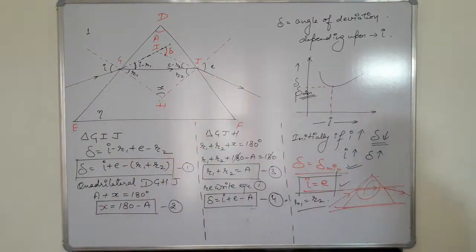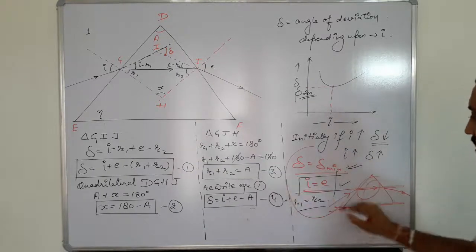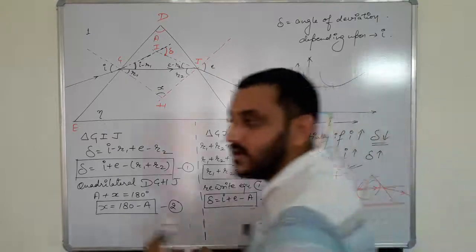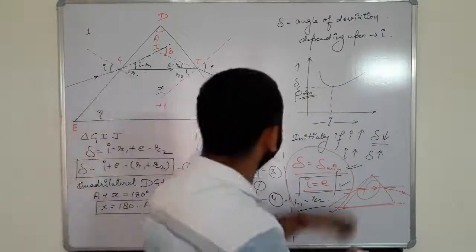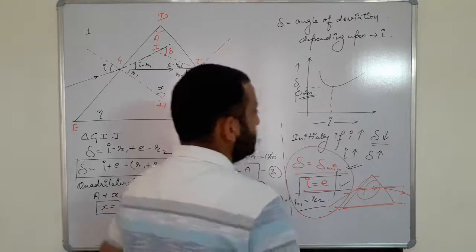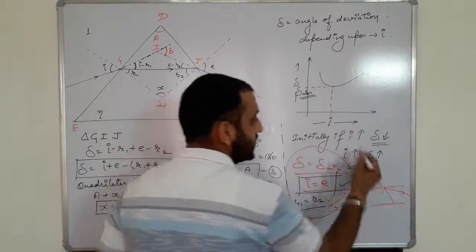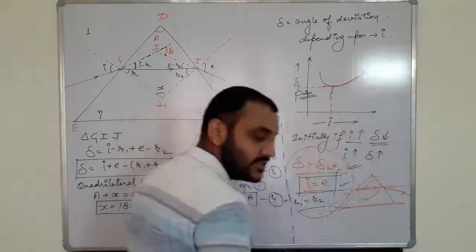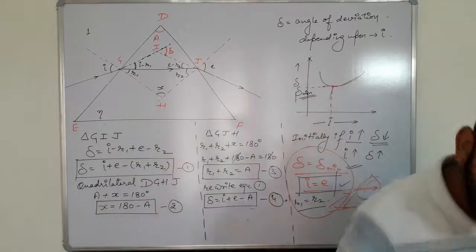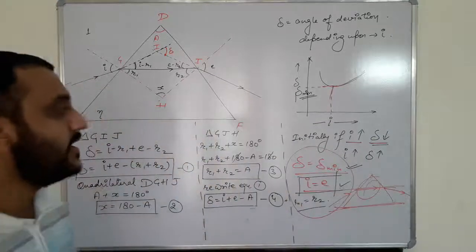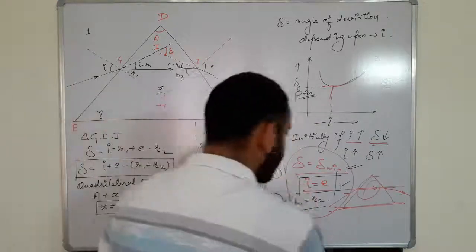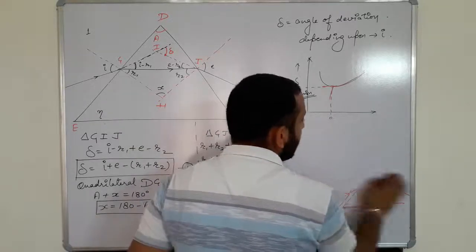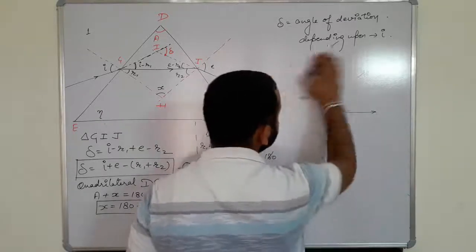So what you have to remember is how the angle of deviation behaves when we plot angle of incidence against deviation. Initially, if we are increasing I, delta decreases, it attains its minimum value, and after that it starts increasing again. And you have to remember that at delta equals delta minimum, our angle of incidence becomes equal to the angle of emergent, and R1 becomes equal to R2.